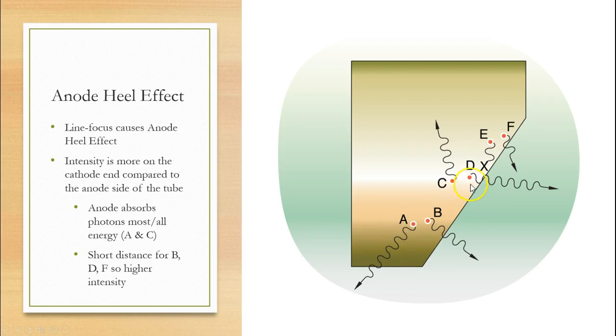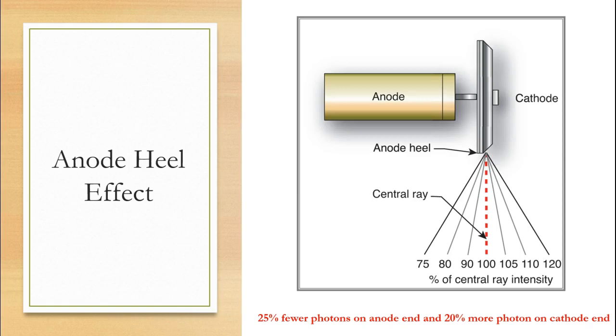Compared to looking at D, F. So you can see they're only traveling a short distance, so they're not losing as much energy in the anode. So short distance for B, D, F, so higher intensity. So if we look here, you've got your anode, you've got your stream coming across here, it's hitting your focal track, and it's coming out. So more of these are being absorbed compared to up here. So down here compared to up here.